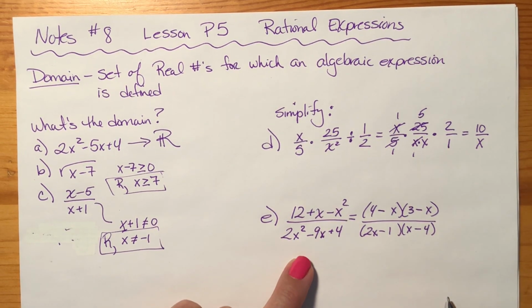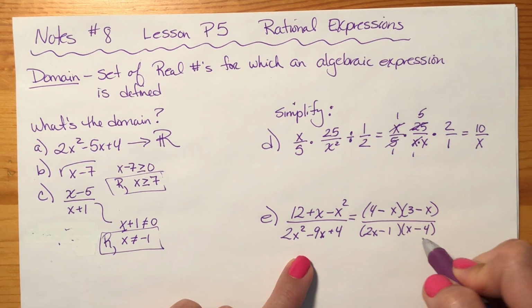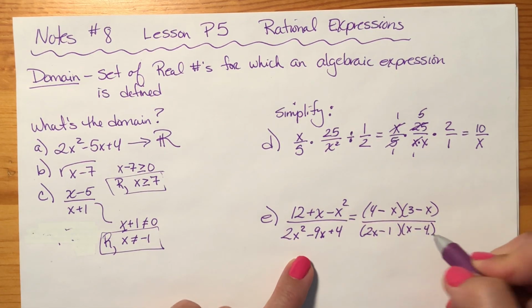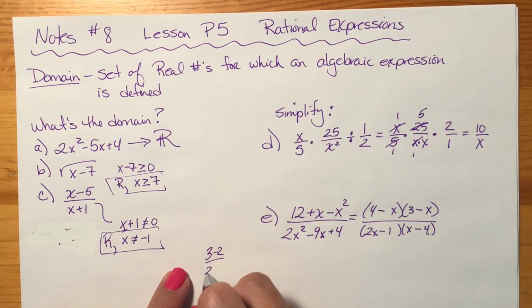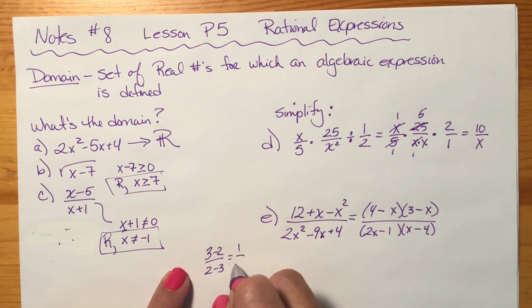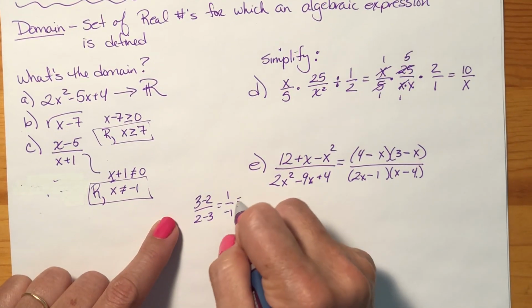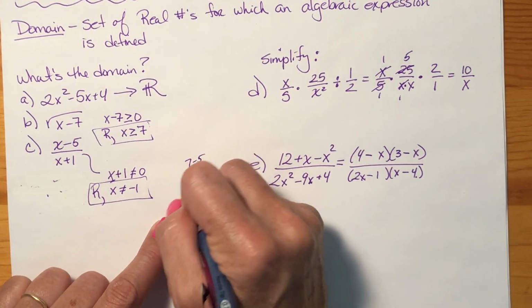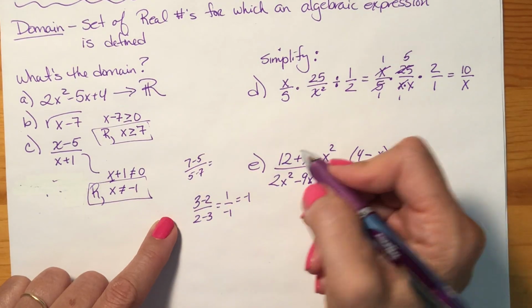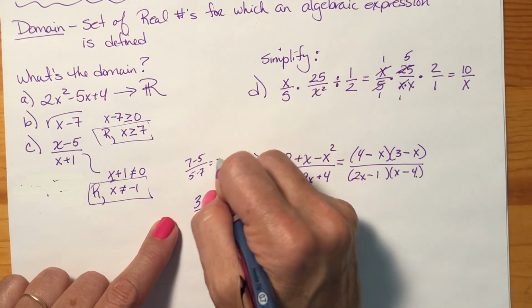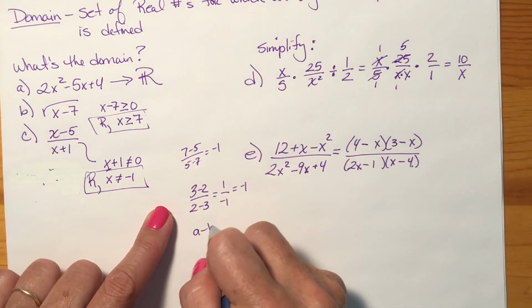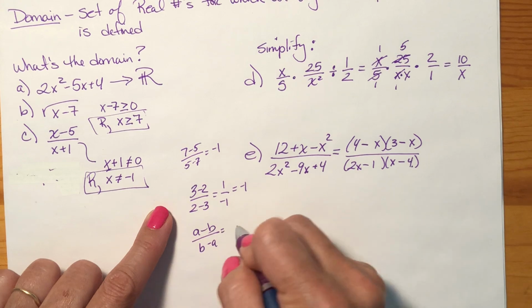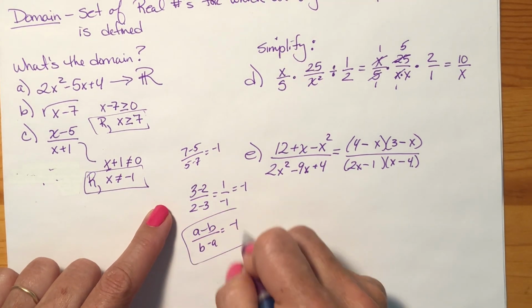Now you're staring at it, friends. Do you see the exact same factors? Probably not, but do you notice this x minus 1, 4 minus x and x minus 4? So off to the side, let's think, if I have 3 minus 2 over 2 minus 3, that's going to be 1 over negative 1, which is negative 1. I could have 7 minus 5 over 5 minus 7. What's that going to be? That's going to be 2 over negative 2, which is negative 1. So a nice little trick to put in your pocket: a minus b over b minus a is always going to equal negative 1.